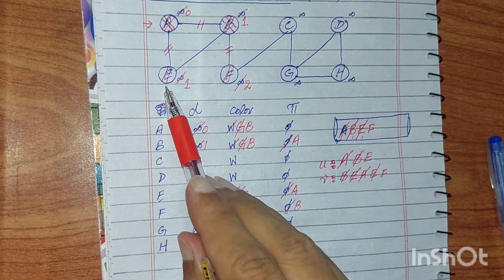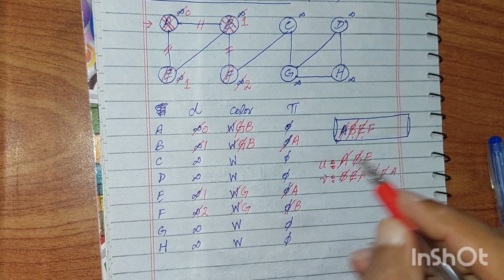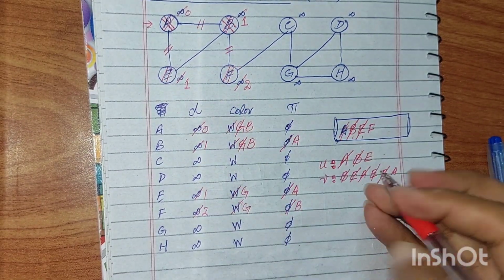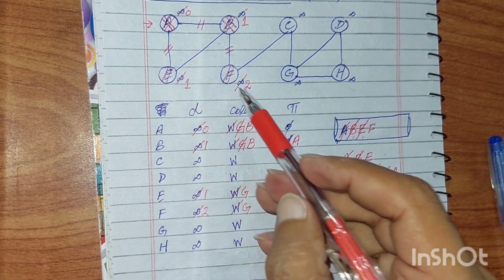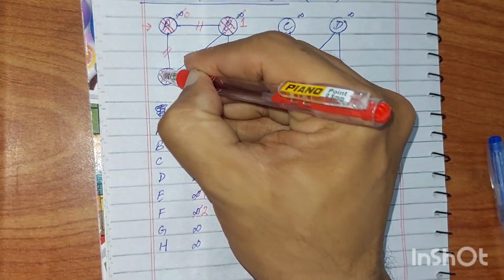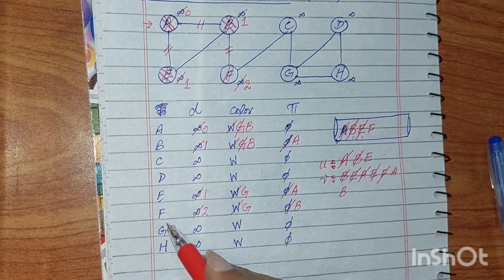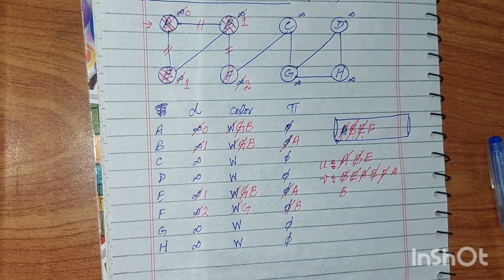Coming to E, its neighbor is A, but its color is not white. Another neighbor is B, but it is not white either, so there is no other neighbor, and we will just change its color and move back. The color of E is now black, so that means it has completed its role in the execution of this algorithm.